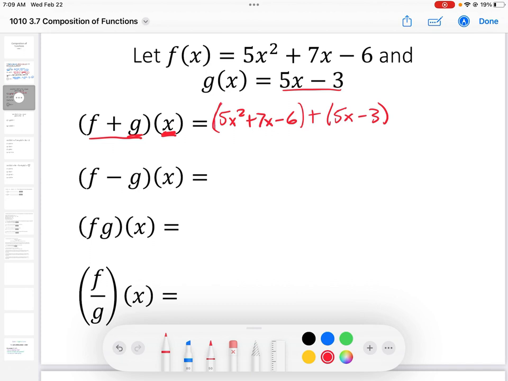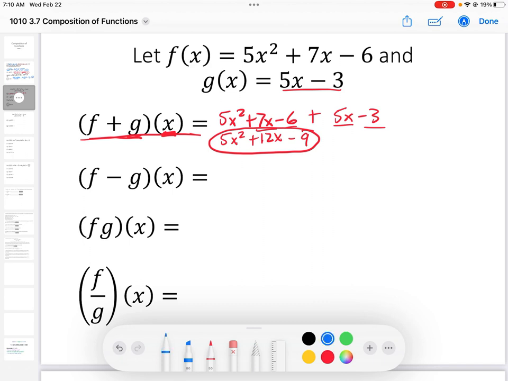In this case, the parentheses right here are not needed because there isn't anything being multiplied outside. So we can essentially just get rid of those parentheses. And then if I'm adding this stuff, I don't need to distribute the addition because it won't change anything. So I can essentially get rid of those parentheses as well. And then I can combine my like terms, which would give me 5x squared plus 12x, because 7x plus 5x gives me 12x. And then I get a negative 9 when I combine negative 6 and negative 3. And so this would be the simplified version of this function.